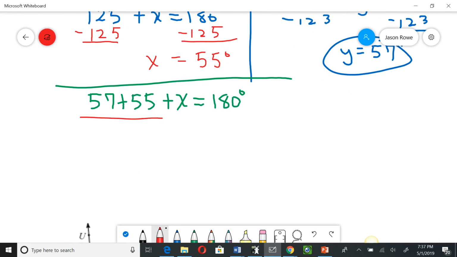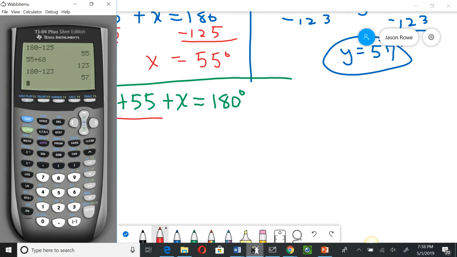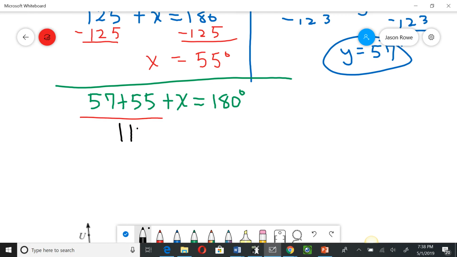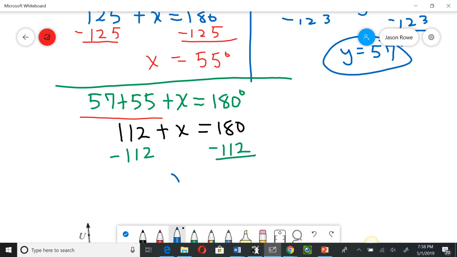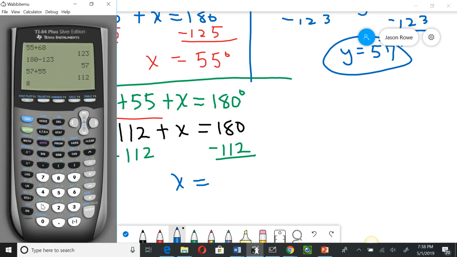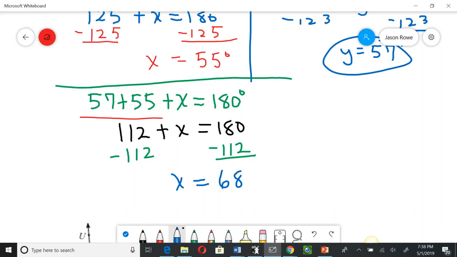So again, we're going to add these two together. So we got 57 plus 55. That's 112 degrees. So we have 112 plus x is going to equal 180. Now again, to solve for x, we're going to subtract 112 from each side. And x is going to equal 180 minus 112, which is going to be 68.